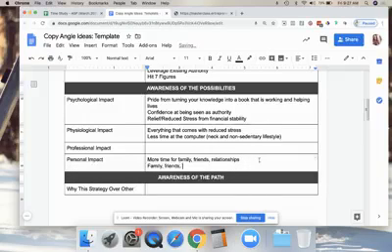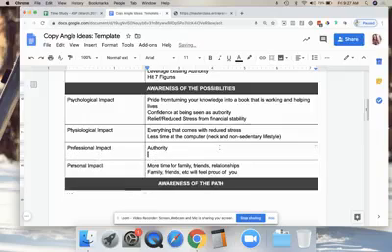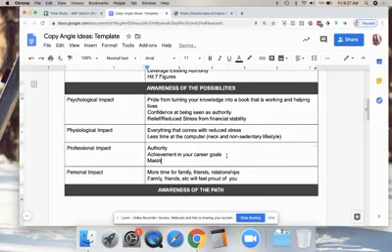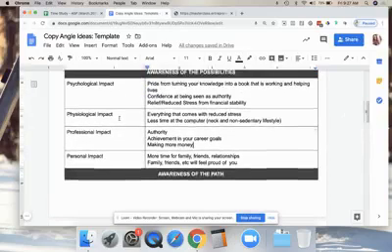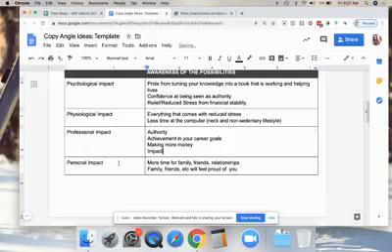Those family, friends, etc. will feel proud of you. Professionally, you're going to have more authority. You're going to have greater achievement in your career goals. And you'll be making more money. Where should it go? You're helping more people. Is that a personal impact, psychological, or professional? Let's put it here. Okay.